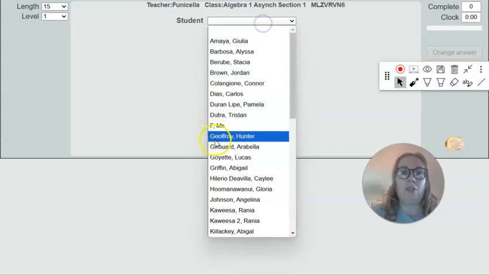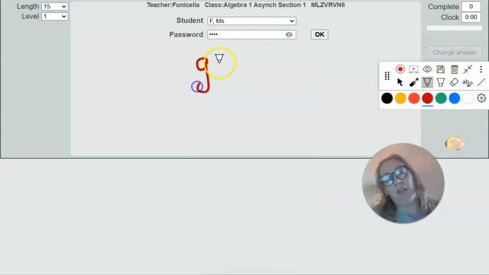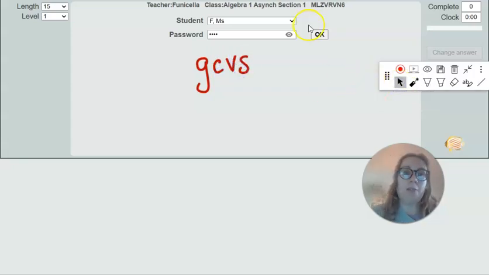So you're going to find your name in the drop down and type in that password, which is always GCVS. If you don't see your name for some reason, please send me a message and I'll make sure to add you, and then hit OK.